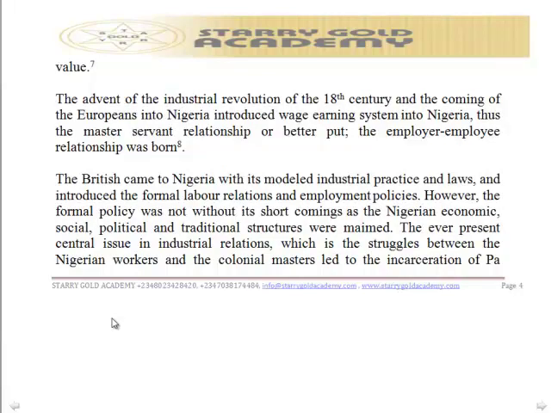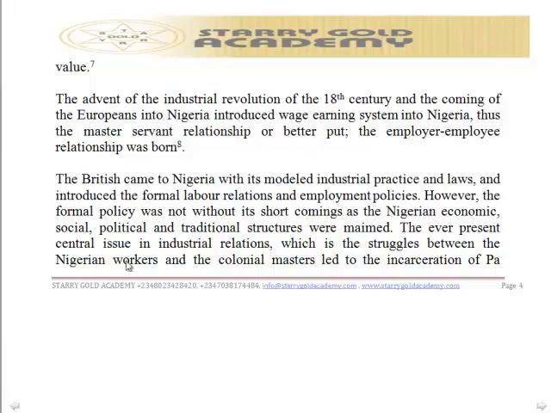So the advent of the industrial revolution in the 18th century and the coming of Europeans into Nigeria introduced the wage-earning system into Nigeria. Thus, the master-servant relationship, or better put, the employer-employee relationship, also began. The British came to Nigeria with their modern industrial practice and law and introduced formal labor relations and employment policies. However, the policy was not without its shortcomings, as Nigerian economic, social, political, and traditional structures were actually maimed.